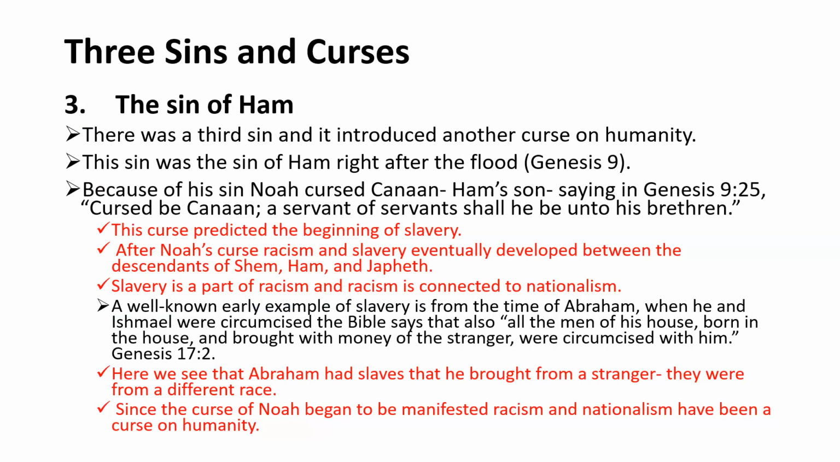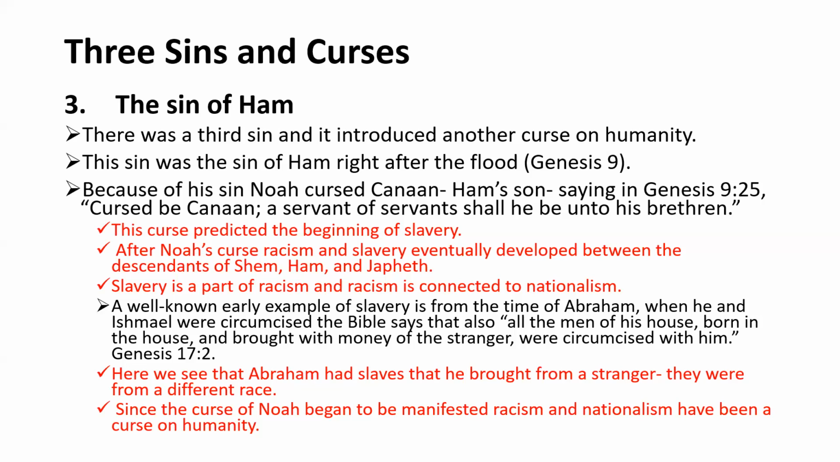It's unfortunate that I put everything there. I wanted to ask if somebody can explain the effects of this sin, but anyway, we can move on. This case actually predicted the beginning of slavery. After Noah's curse on his grandson, racism and slavery eventually developed amongst the descendants of Shem, Ham, and Japheth.